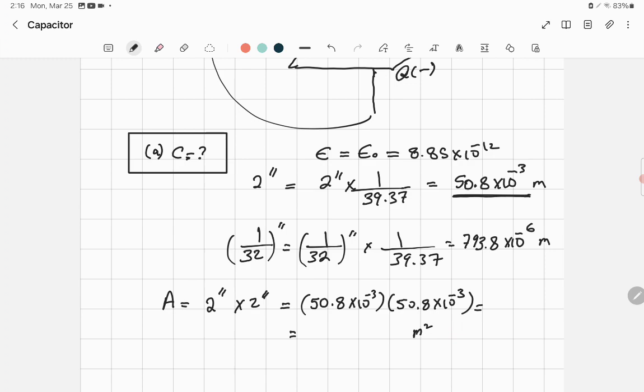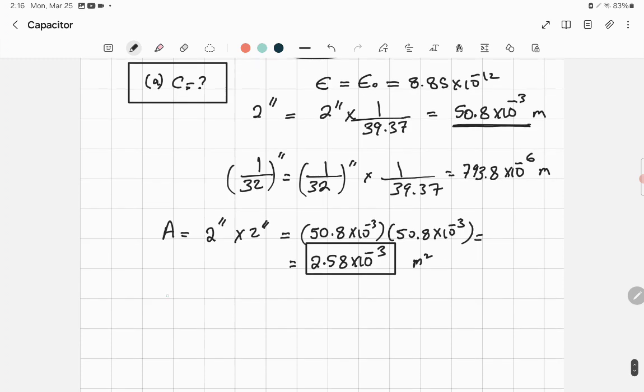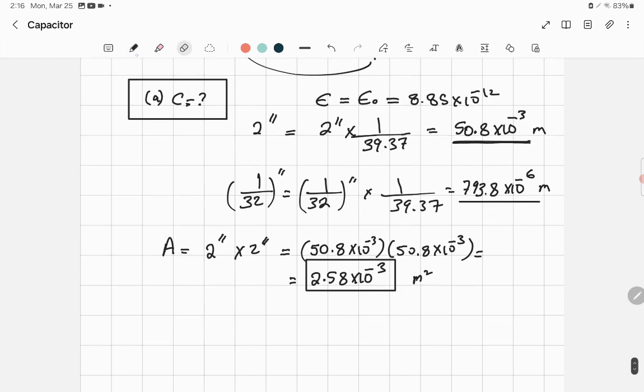So let me get the answer like a question. 50.8 negative 3, and I got the answer to 2.58 times 10 negative 3 meter square. Okay, so that's the area in meter square. What about the distance? I got the distance already. That's the distance. So I plug the values.